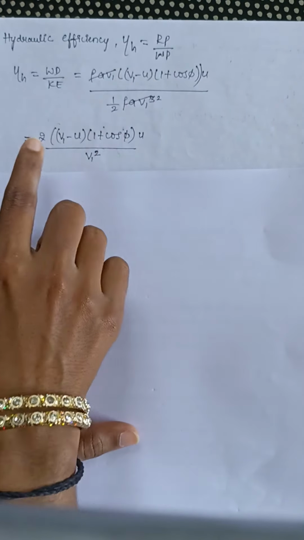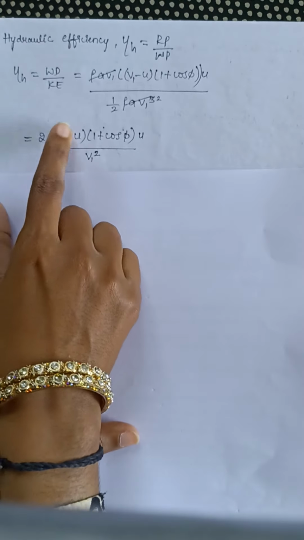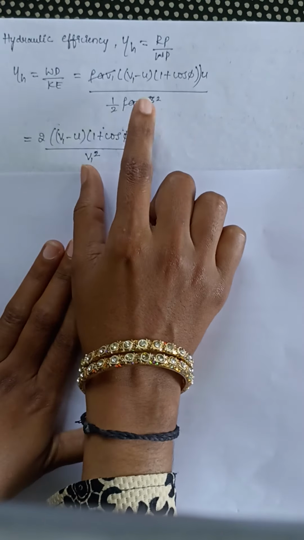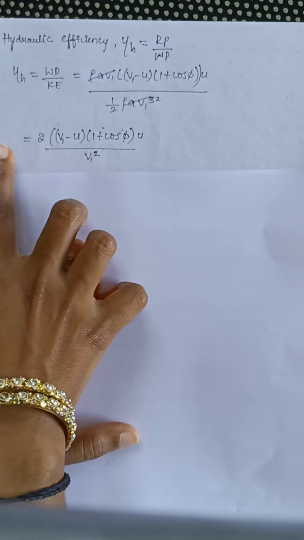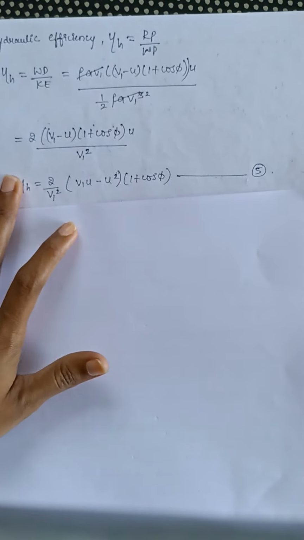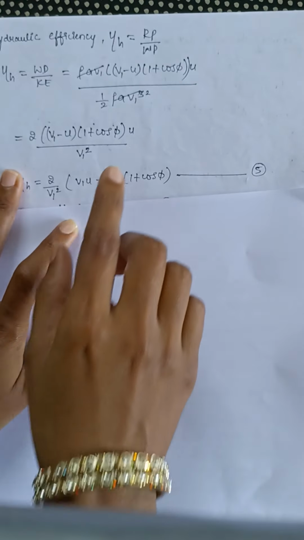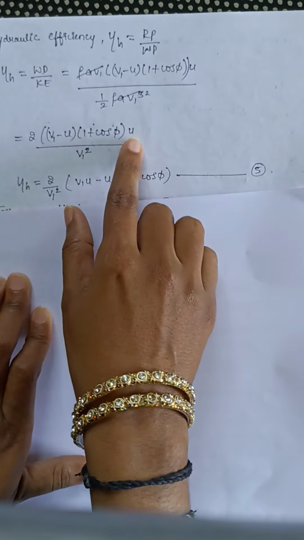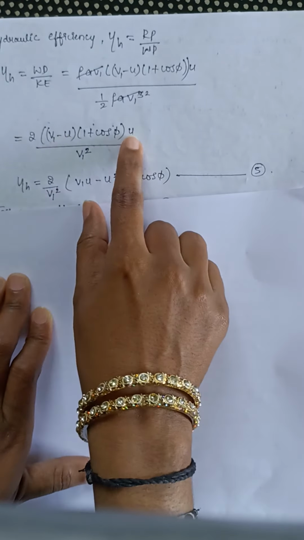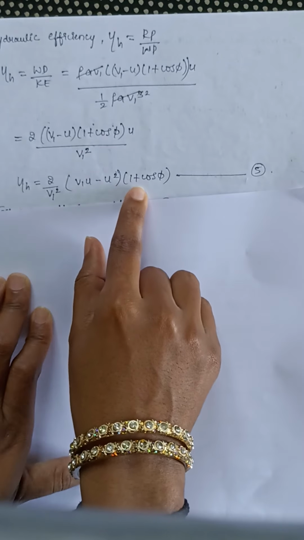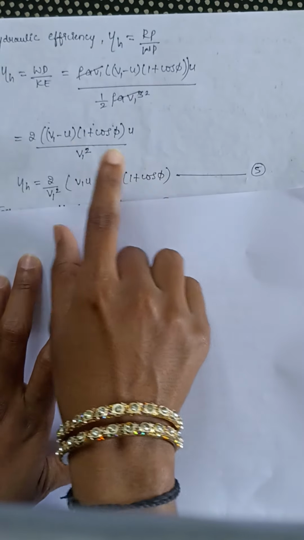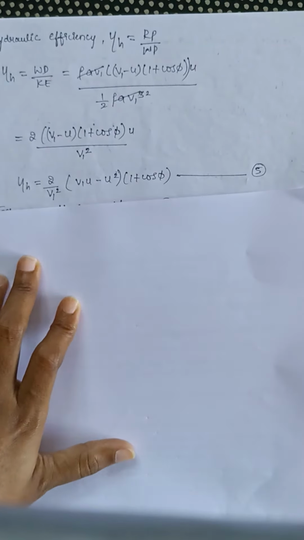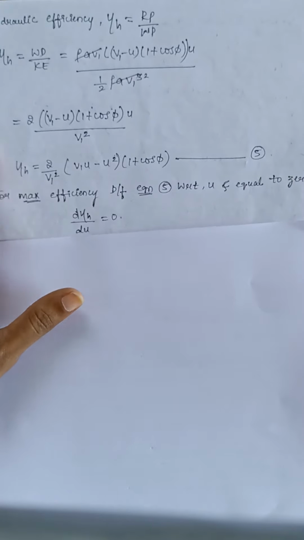After cancelling, our equation will be written as: the denominator goes to the numerator, hence 2 comes in the numerator, into the remaining (V1 minus U) into (1 plus cos phi) into U, divided by V1 square. So, this will become the equation of eta H. Now let us multiply U with this term. On multiplying U with this term, we get V1 into U gives V1U, minus U into U gives U square. The remaining terms are written as they are: 1 plus cos phi, and 2 by V1 square is kept as it is. Now name this equation as equation 5. That gives you the equation of hydraulic efficiency.